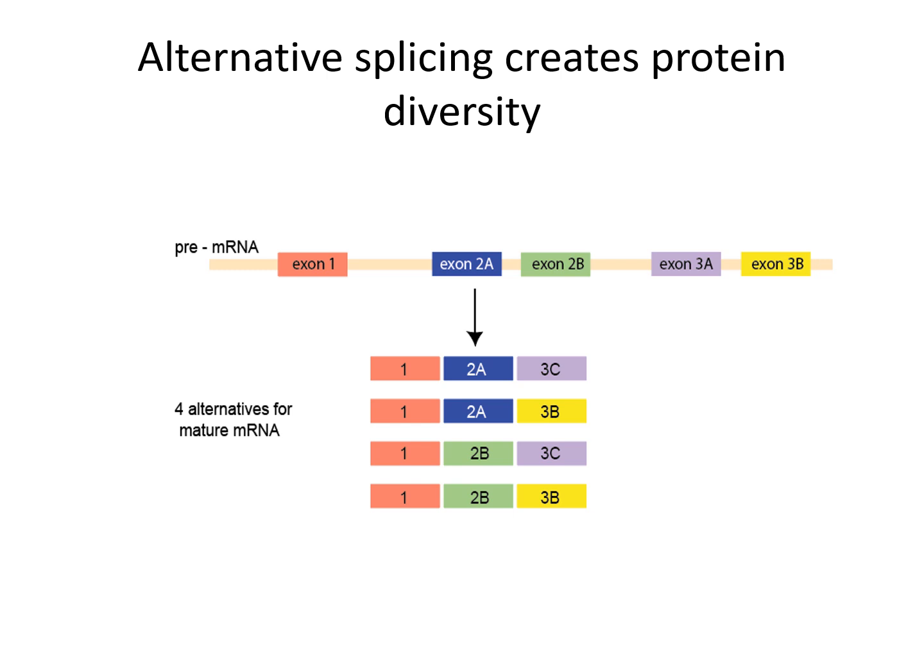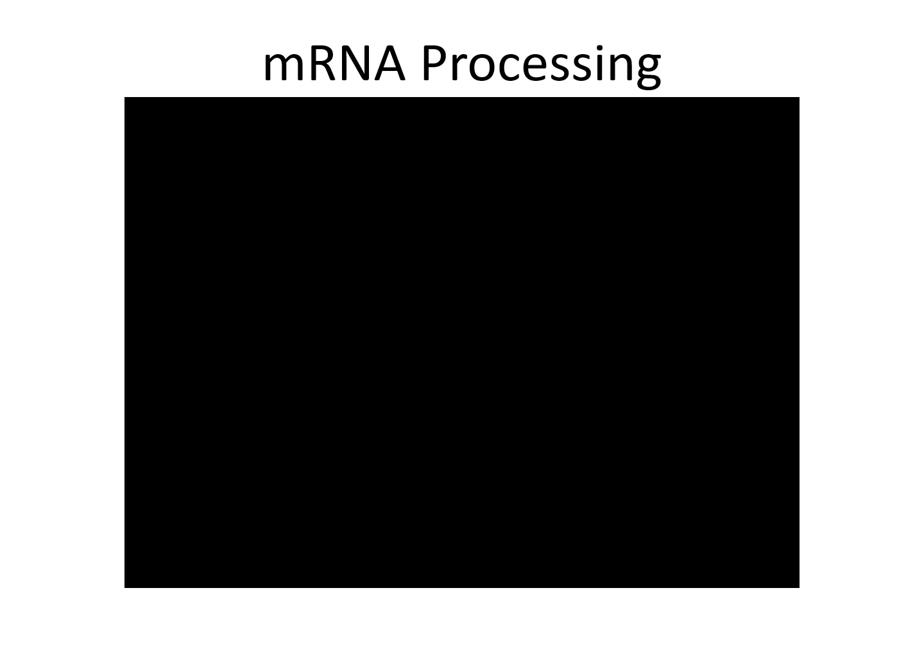And alternative splicing can create protein diversity. In this slide, it shows that different exons can join in different combinations, so creating protein diversity. And now we will watch the video of messenger RNA processing.